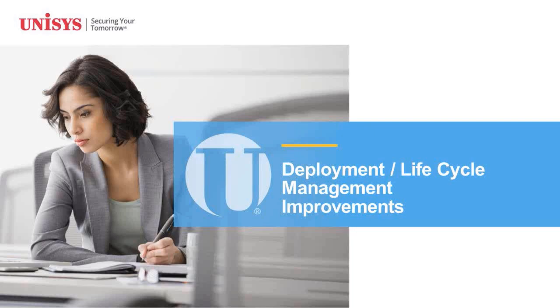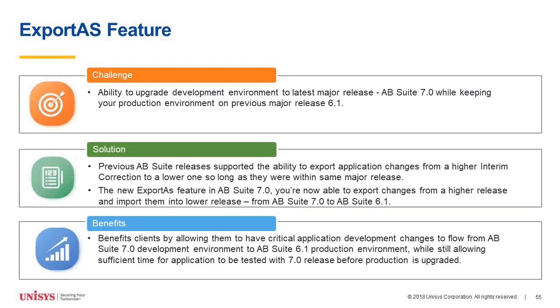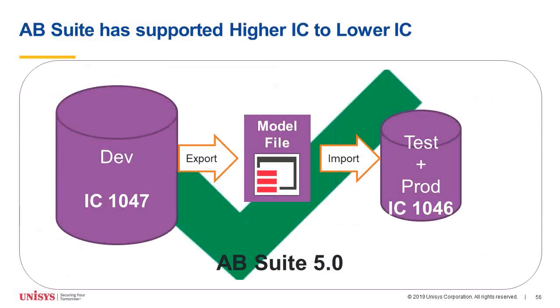I talked a little bit about the development life cycle, and now I want to talk a little bit about some of the things we've done to help existing AB Suite users that are on 6.1 move to 7.0. Obviously, it's an import, but where I want to position a little bit of discussion about export is in that life cycle change, as Thanga mentioned.